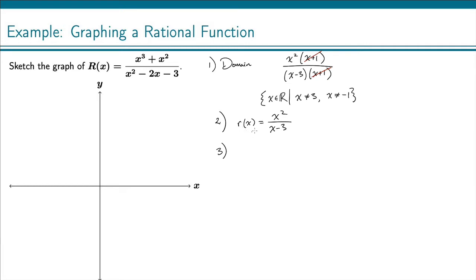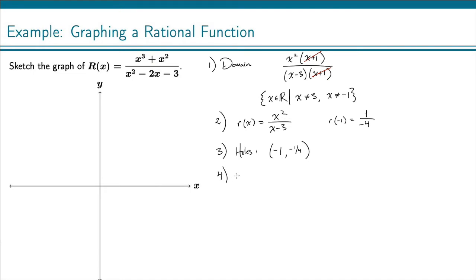So the holes are the numbers that we are allowed to plug into the reduced form that we are not allowed to plug into the original. And that usually is just looking at what we canceled. We canceled x plus 1, and that means that in this reduced form, we are allowed to plug in a negative 1 for x. And so for our holes, we know that negative 1 will be the x value of a hole. To find the y value, we just plug that into the reduced form. So r of negative 1 is 1 over negative 4, so that's negative 1/4. That's the coordinate of the hole.